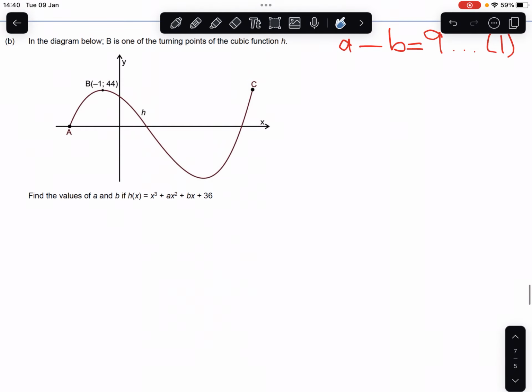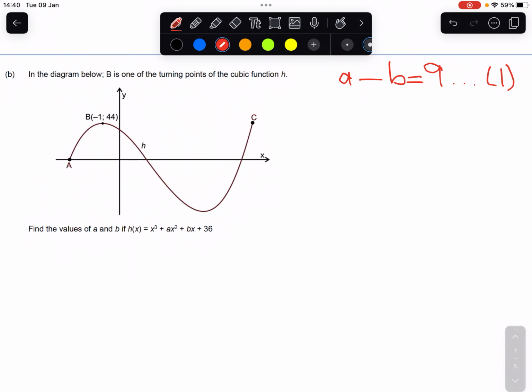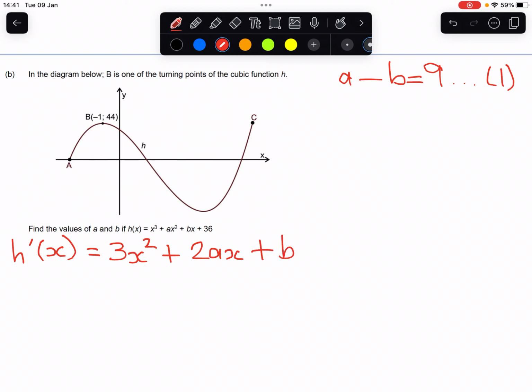Right, so that's our first equation. The second one we said is going to come from the information about B being a turning point, right? So first we're going to need to find the first derivative of H. So H prime x is equal to 3x squared plus 2ax plus b, and then the constant disappears, right?